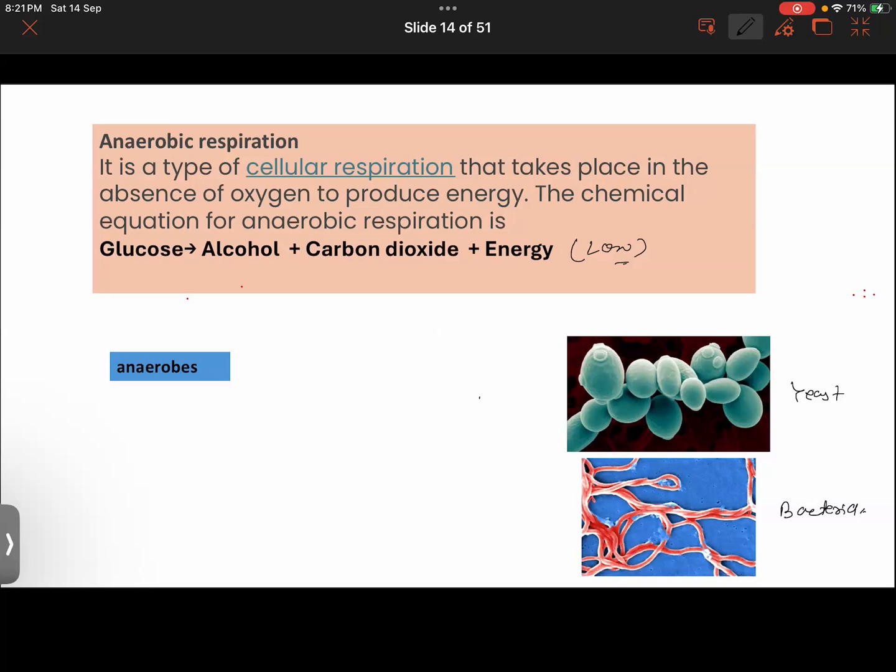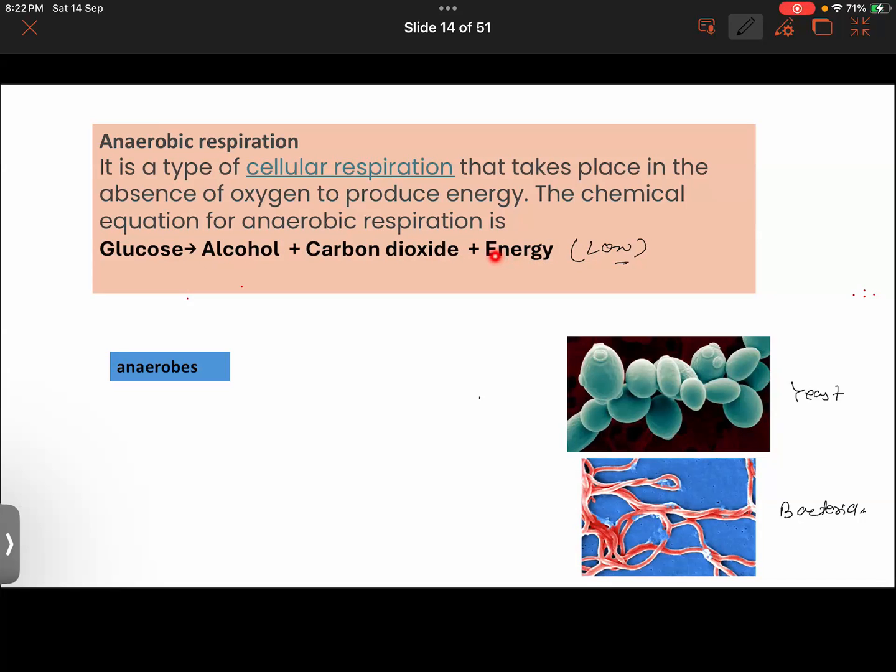Anaerobic respiration. It is a type of cellular respiration that takes place in the absence of oxygen to produce energy. The chemical equation for anaerobic respiration is glucose to alcohol plus carbon dioxide plus energy. Low amount of energy is formed.